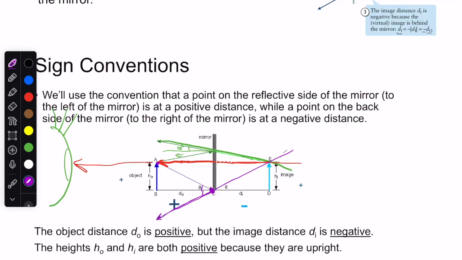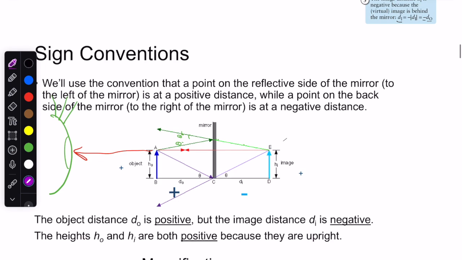That's going to tell us where the top of the image is, okay? And so then we can calculate the height of the image and the distance of the image from the mirror. And for plane mirrors, we will see that the image height and the object height will always be exactly the same. The image distance and the object distance will also be exactly the same, okay?